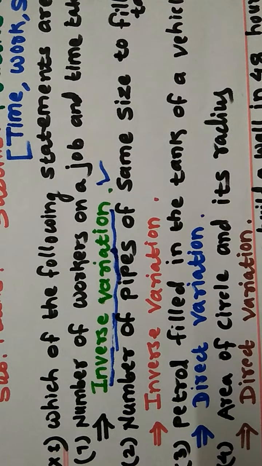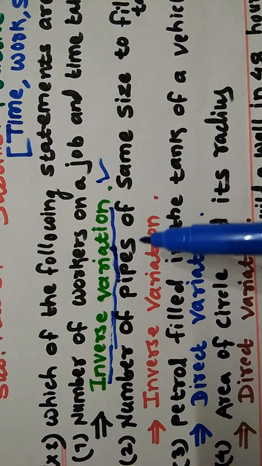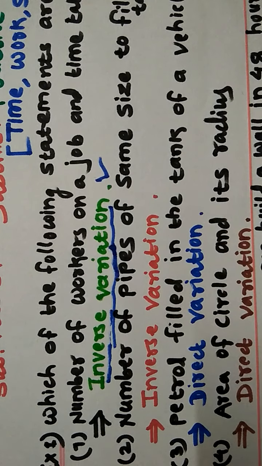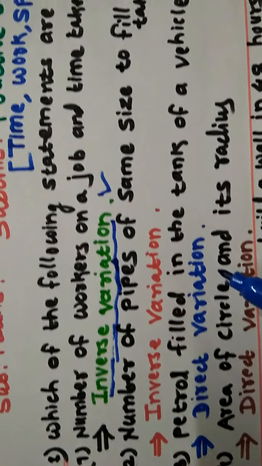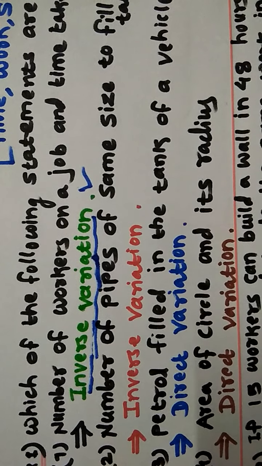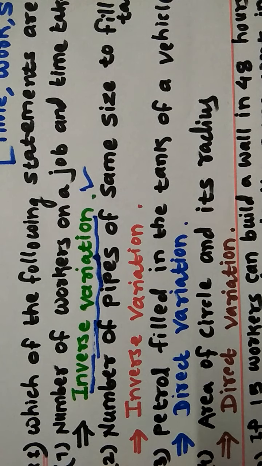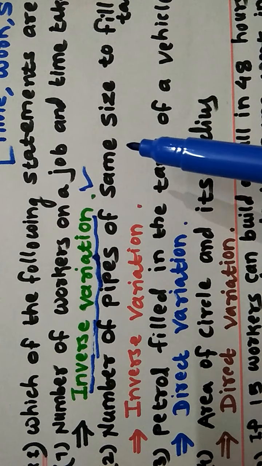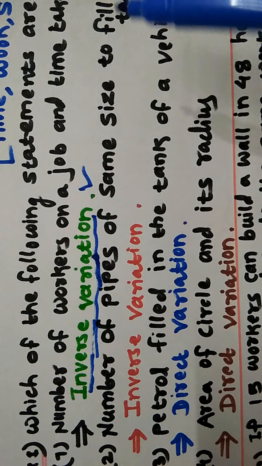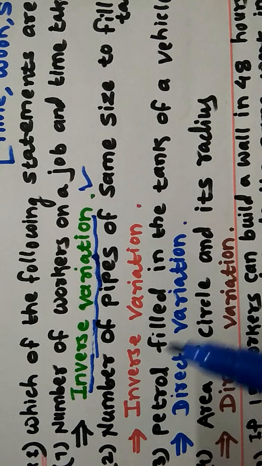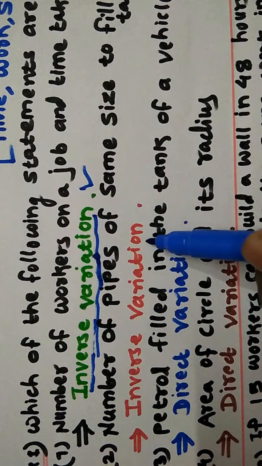Second question, number of pipes of the same size to fill a tank and the time taken by them to fill the tank. What is the variation between them? See, we explain this. As the number of pipes increases, the time taken to fill the tank decreases. Therefore, there is inverse variation.